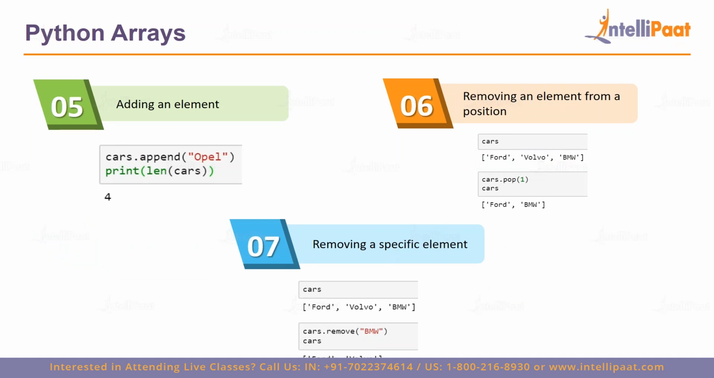We can remove an element from a given position. So we could go cars, which is the name of the array, dot pop 1. This will remove the second element in the array. If I were to not give an argument, then it will remove the last element automatically. Instead of passing in 1, if I had passed nothing, then it would just remove BMW from the cars array. Then we have removing specific elements.